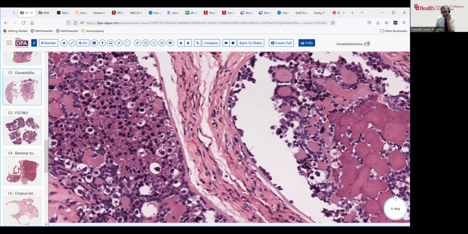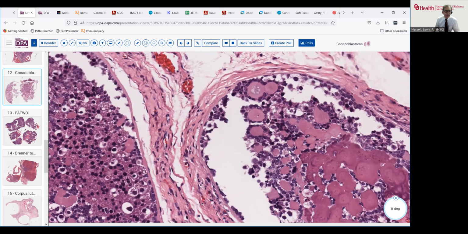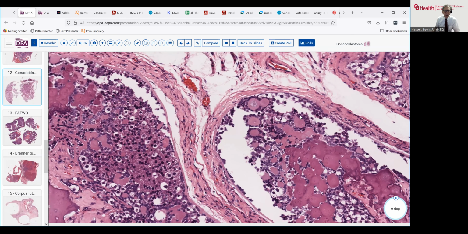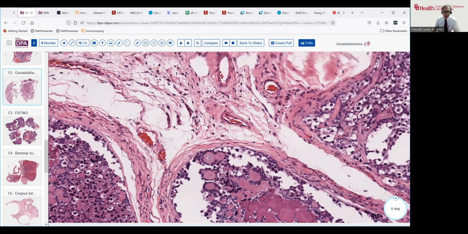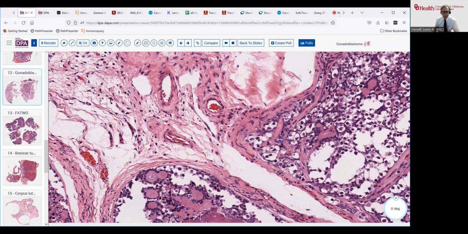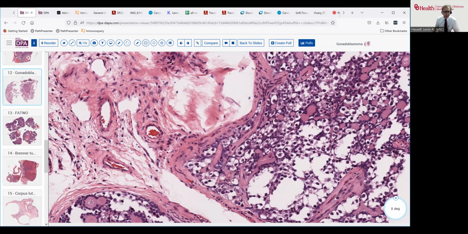Maybe they have a streak gonad or something of that sort. And this is kind of the classic appearance of that. It's these rounded spherules that go on to calcify and intervening small blue cells that have sex-stromal type of features. The problem with these patients is that they are very prone to develop dysgerminoma. And so what we are seeing here in these clear cells is dysgerminoma.